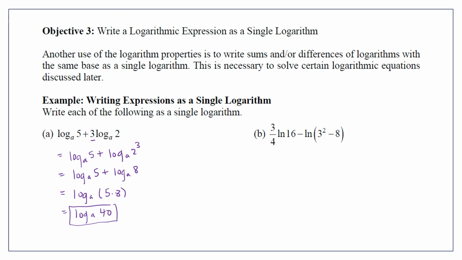Let's do B. All right, we have a factor here. We're going to need to move to the power, so let's do that first. So 3/4 natural log 16 minus natural log 3 squared minus 8. We can also simplify this 3 squared as well. So we'll have the natural log of 16 to the 3/4 minus the natural log of 3 squared minus 8. Now we can simplify all the powers.